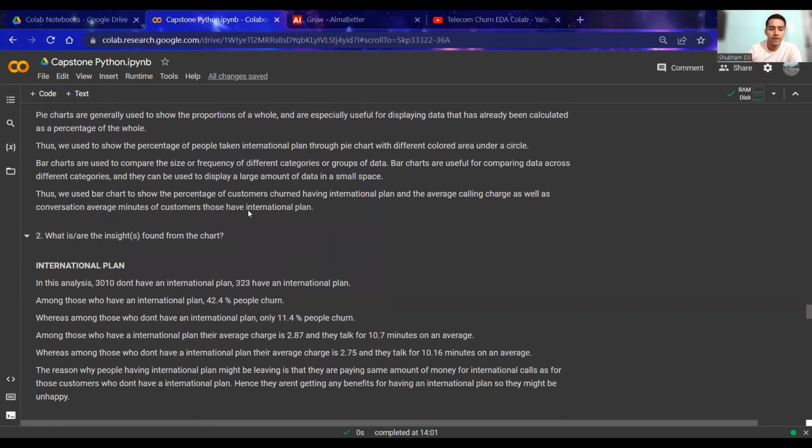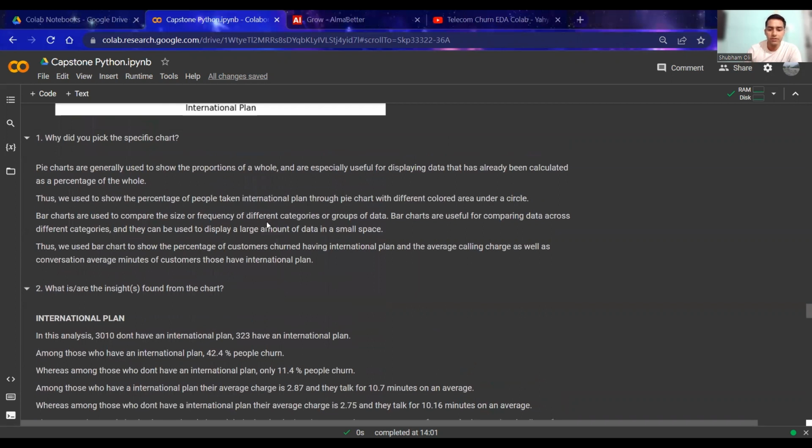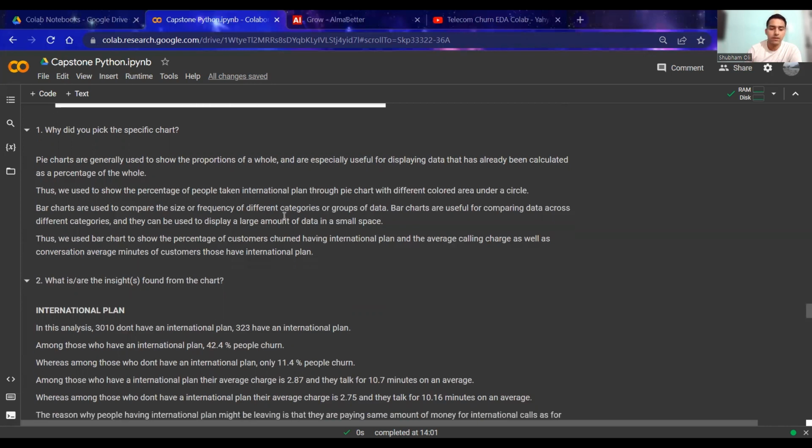Those who have the international plan are paying some additional charge to get the plan, but the talk time values charged are the same as for those customers having no international plan. So that might be a great reason for more customers with the international plan to churn.